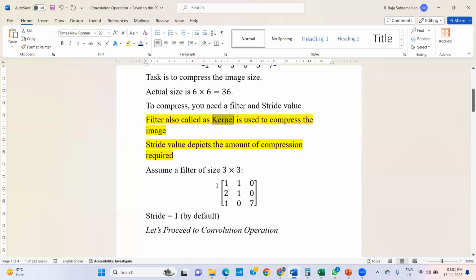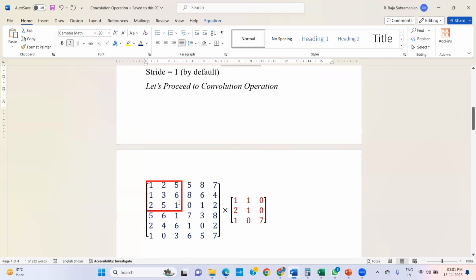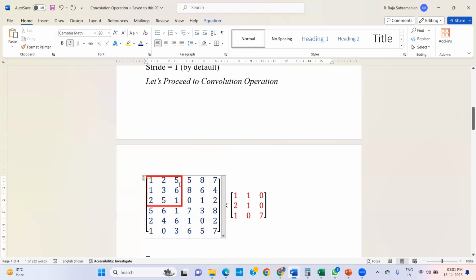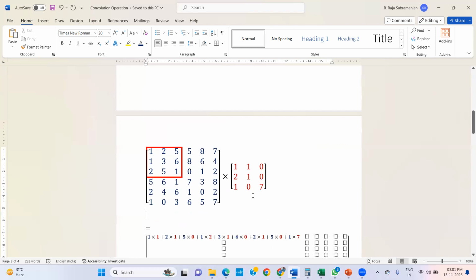Assume that I'm having a 3 cross 3 filter. So this is again a matrix, and the stride value by default is 1. So let's proceed to the convolution operation. Initially I have the input image, the 6 cross 6 one. Then I'm having the filter, 3 cross 3. So when I do convolution, I take the size of the filter and put it inside the image to get the image representation.